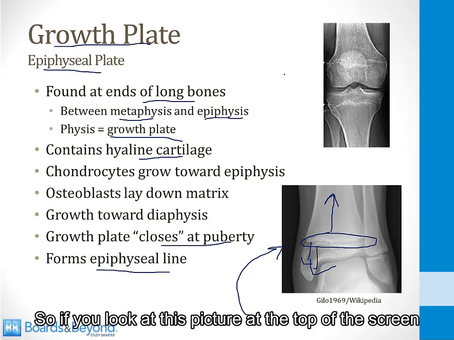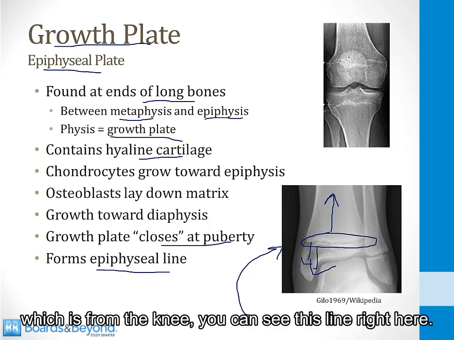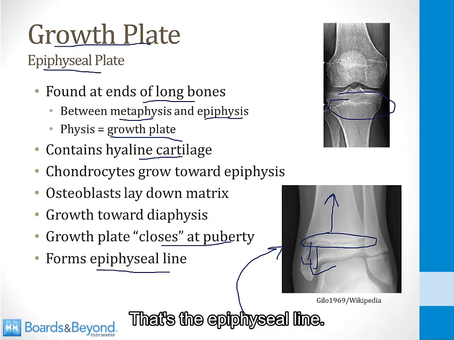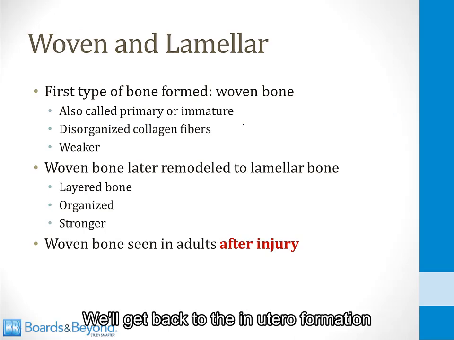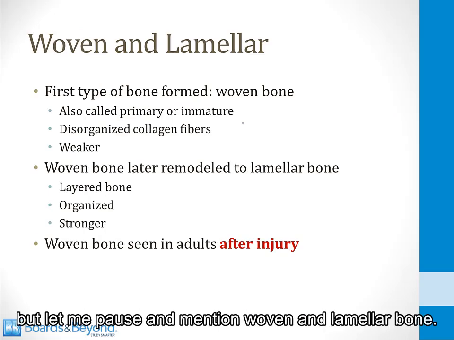So if you look at this picture at the top of the screen, which is from the knee, you can see this line right here. That's the epiphyseal line. That's the remnant of what was the epiphyseal plate before puberty. We'll get back to the in utero formation of bone tissue in a minute, but let me pause and mention woven and lamellar bone.